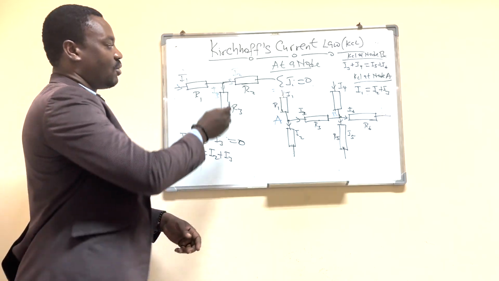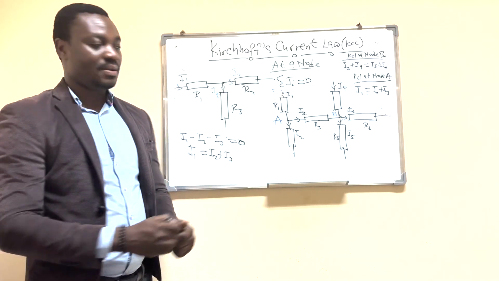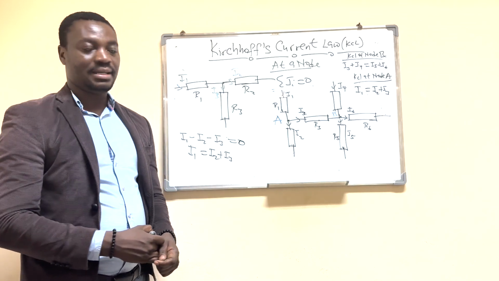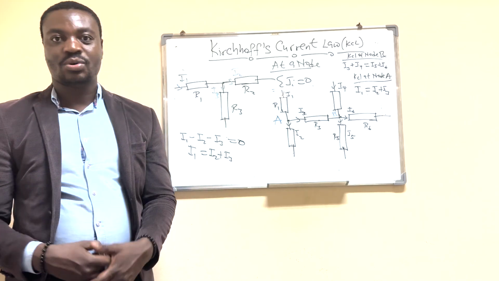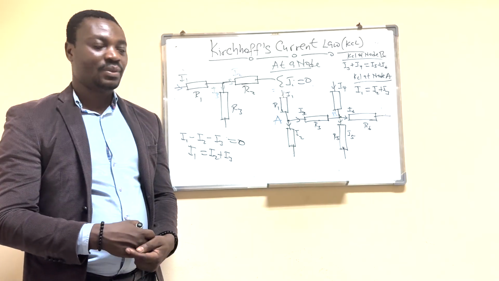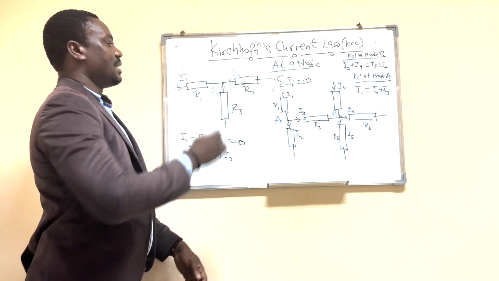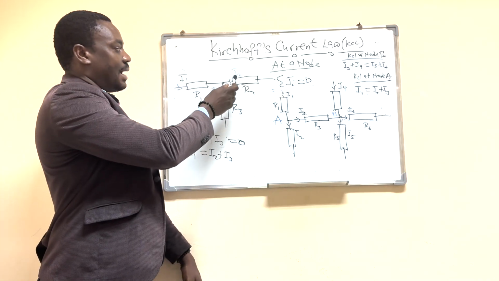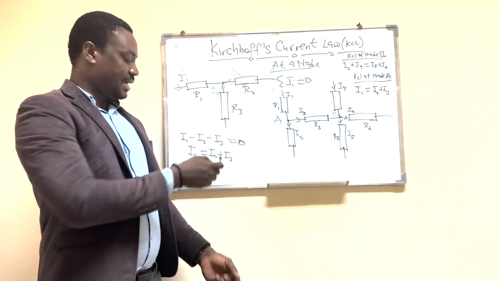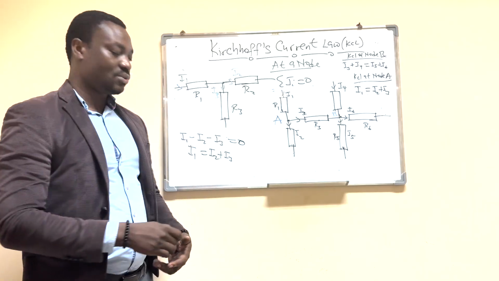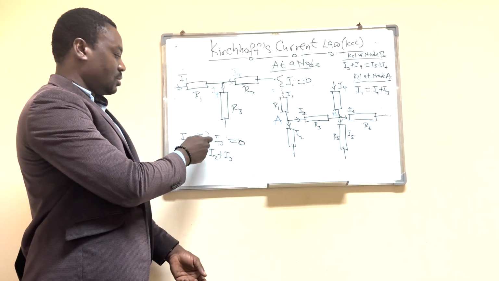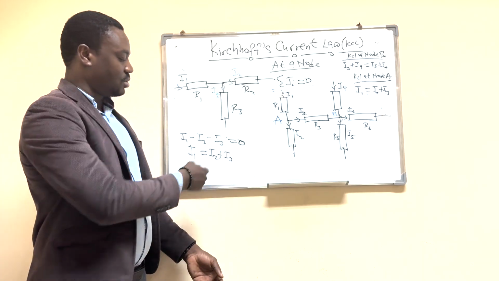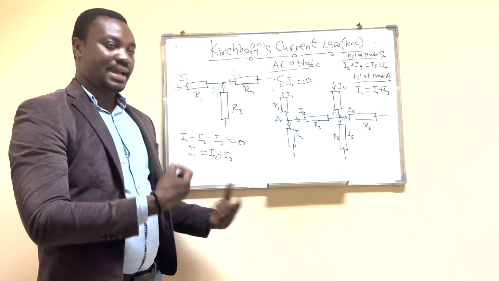If we look here, we have a node. Why? Because it's the point where three or more components are connected. So this is a node. How do we do the algebraic sum? I1 is entering the node, so we consider that as positive. I2 is leaving, so we consider it as negative, and I3 is leaving, so we have another negative. So we have I1 minus I2 minus I3 equals 0, which gives I1 equals I2 plus I3.